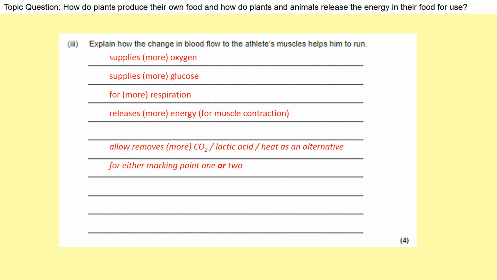They would also have allowed removes more carbon dioxide or removes more lactic acid or removes more heat if you hadn't got both the oxygen and glucose marks. But to get the 4 full marks, you need to talk about respiration and energy.